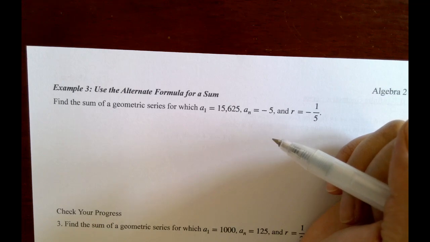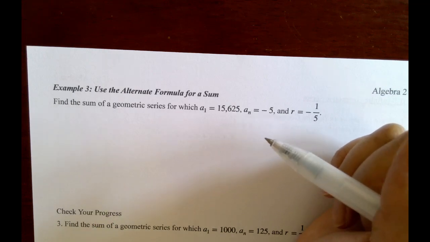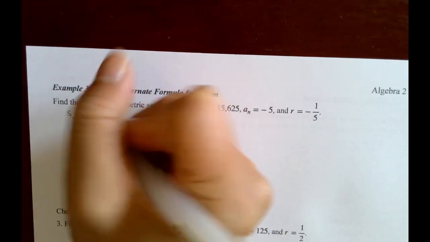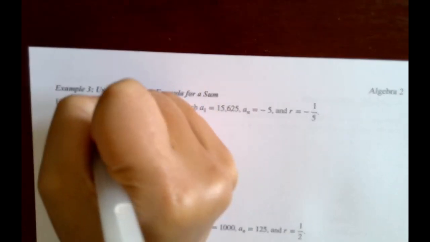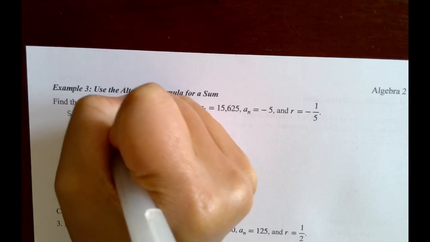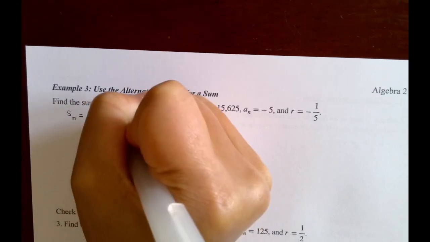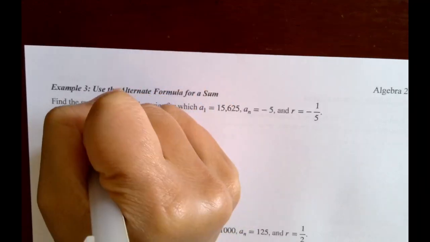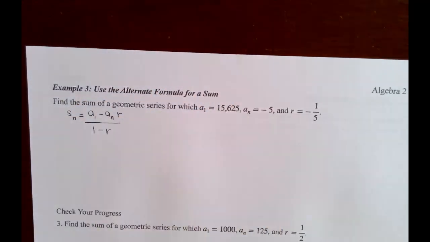And so this formula is S sub n equals a sub 1 minus a sub n times r all over 1 minus r. Okay. And you can see where this formula is derived from on top of the book, above example 3.